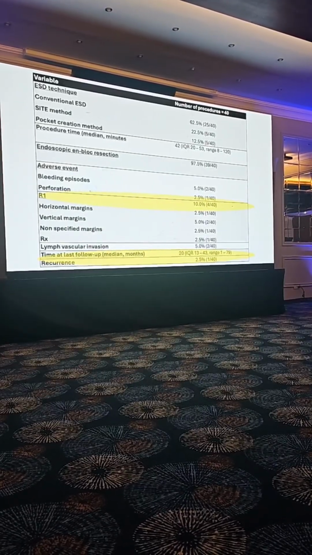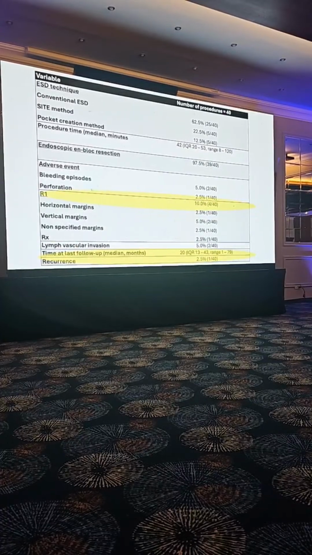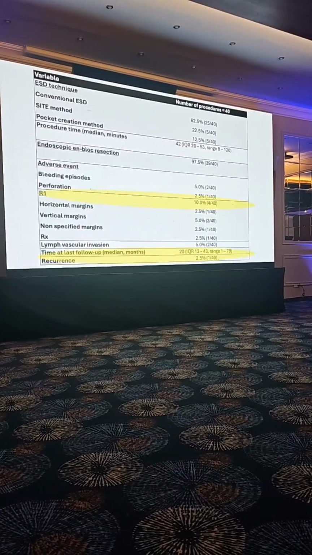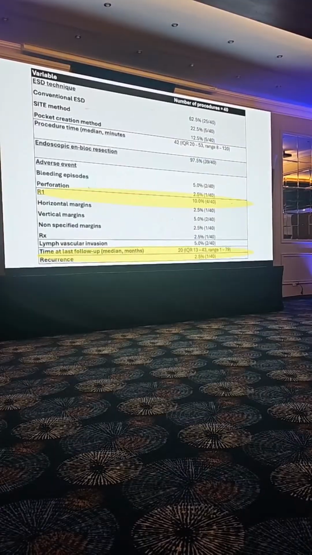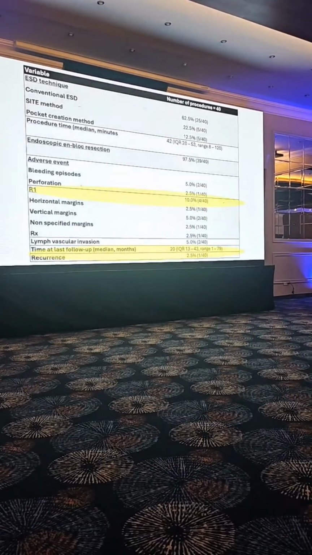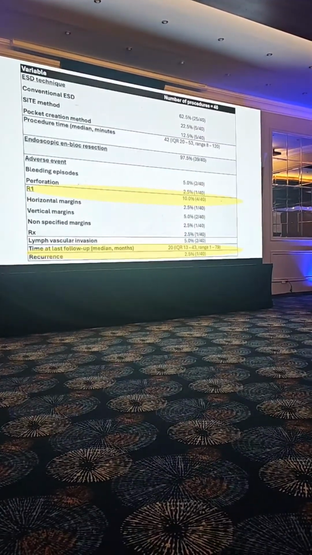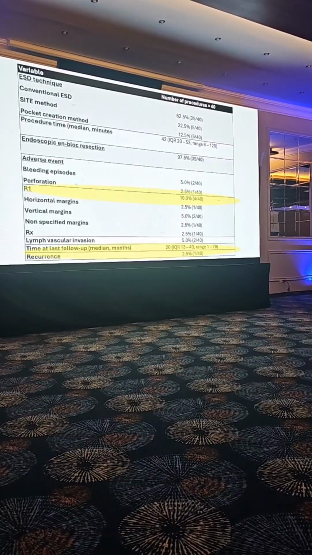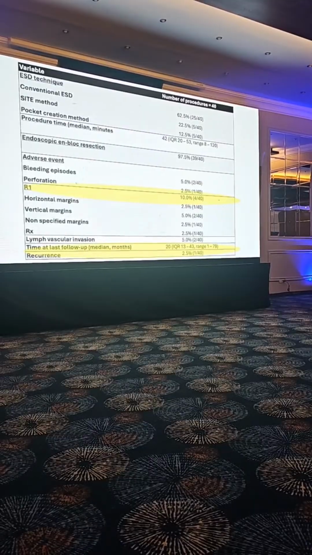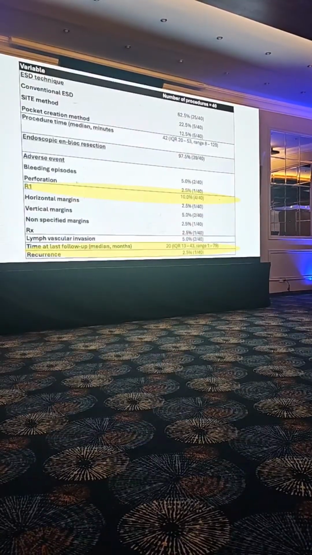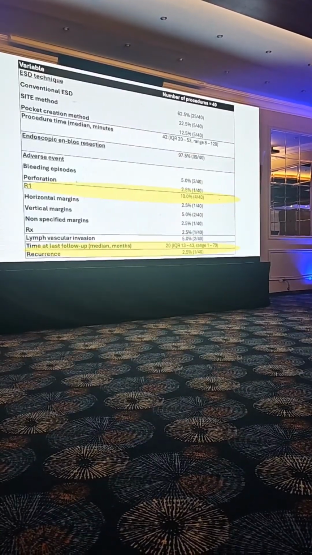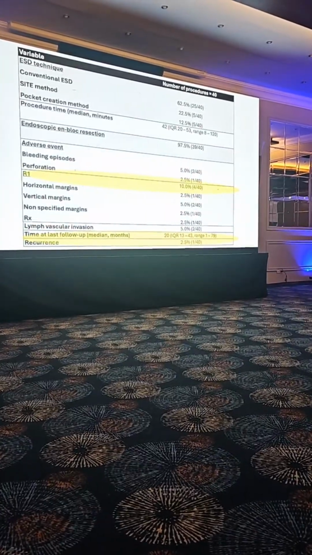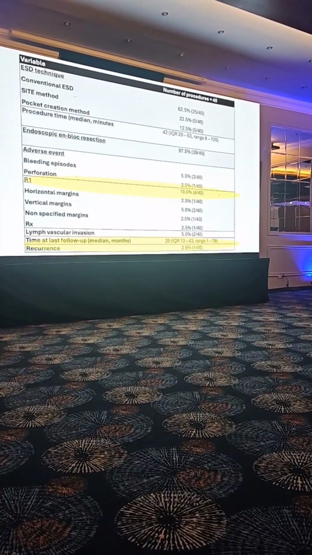Because R1 is 1 millimeter. But does it really matter? Does it really matter, the R1 resection for net? Because nets are encapsulated. So even if it's smaller than 1 millimeter, maybe 0.5 millimeter, but the capsule is intact, this should probably be considered still an R0. So there is a lot of debate about that, and there should be more evidence.